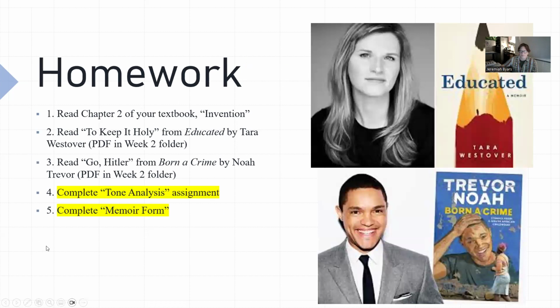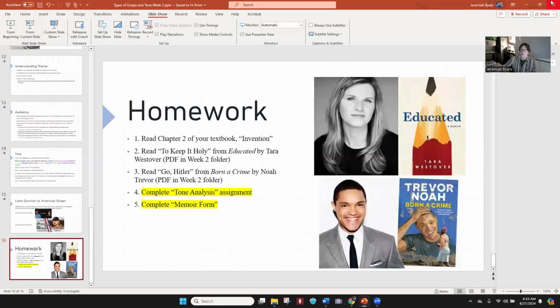All right, homework this week. You are reading chapter 2 of your textbook, Invention. You're reading To Keep It Holy from Educated by Tara Westover. You're reading Go Hitler from Born a Crime by Trevor Noah. And you're completing the tone analysis assignment and the memoir form. I will show you where those are.